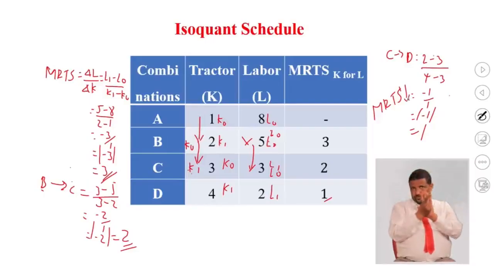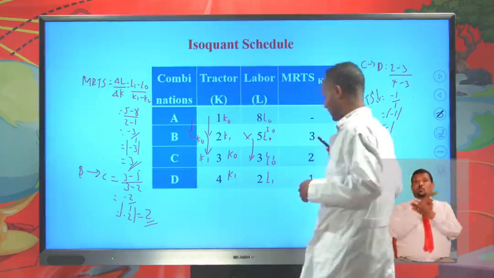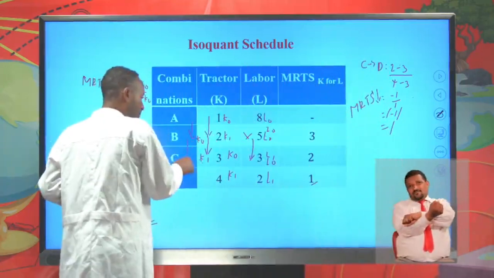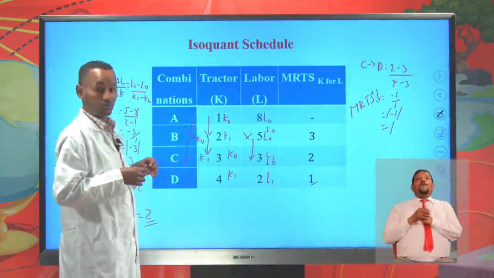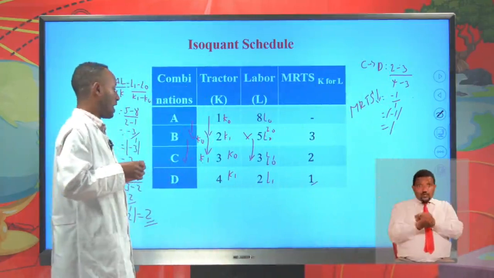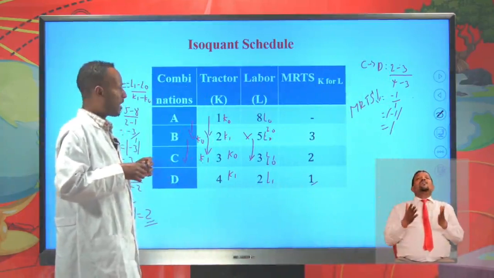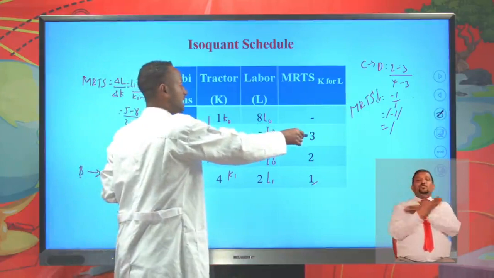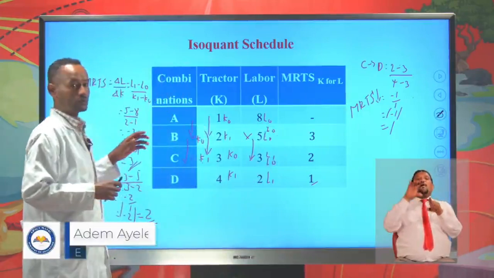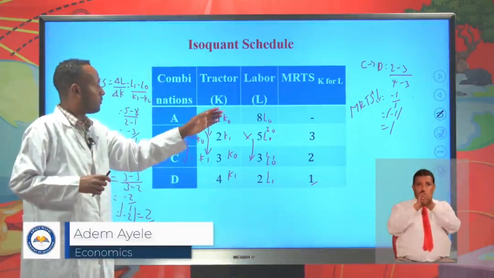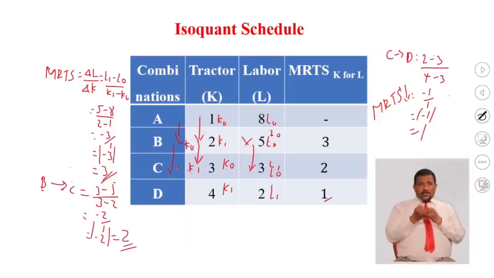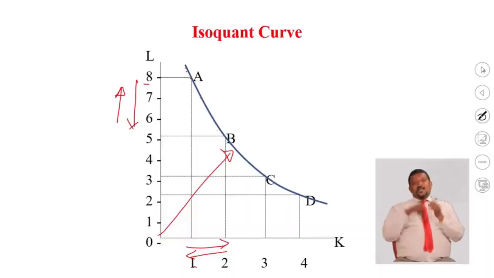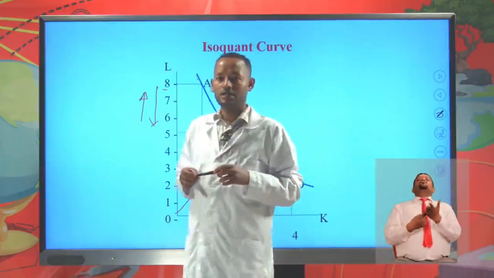For example, as we come across from combination A to combination B, then we are substituting 1 tractor for 3 labor. When we come across from combination B to C, we are substituting 1 tractor for 2 labor. And finally, when we come across from combination C to D, we are substituting 1 tractor for 1 labor. So the rate by which one variable input is substituted for another on the same isoquant tends to decline. First, we substituted 1 tractor for 3 labor, then 1 tractor for 2 labor, and finally 1 tractor for 1 labor. This is all about the day's revision lesson.